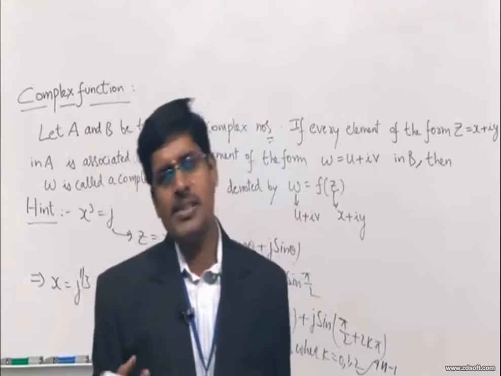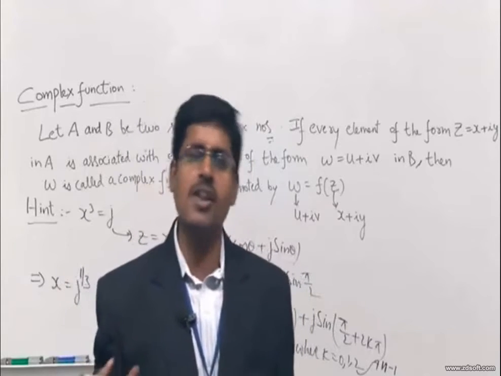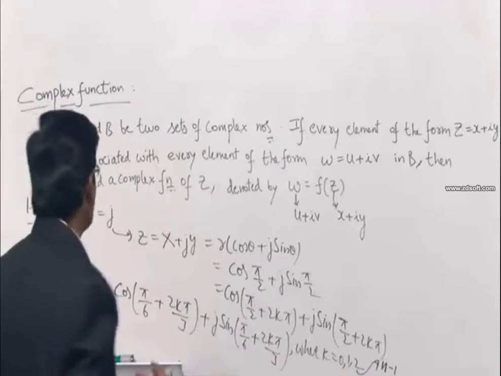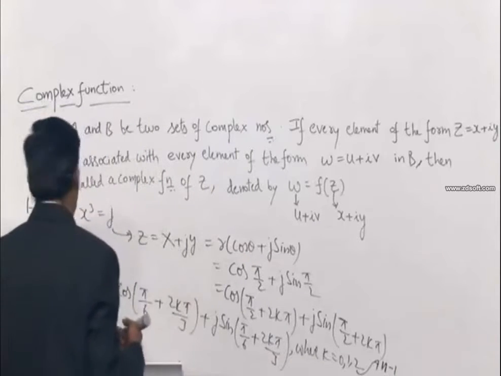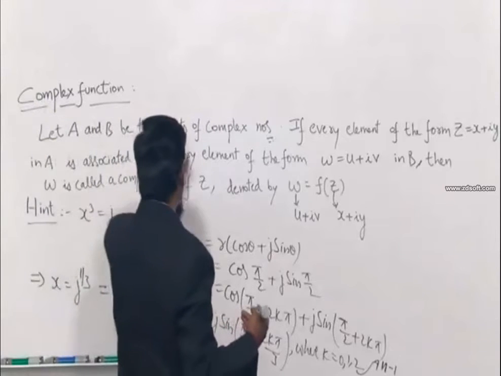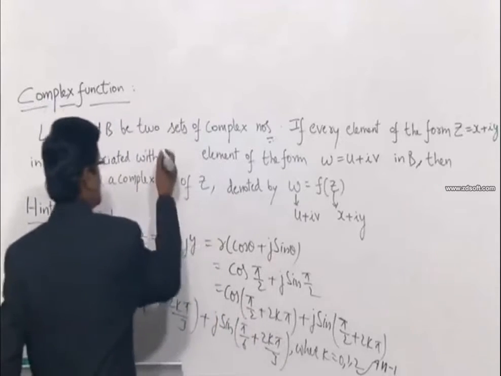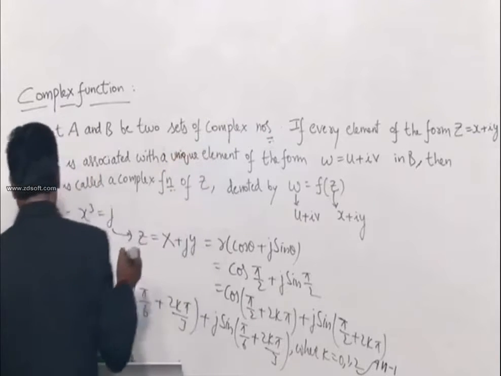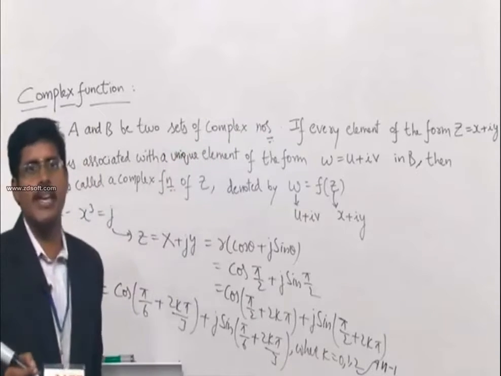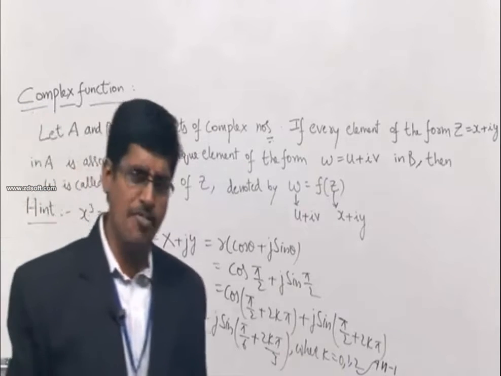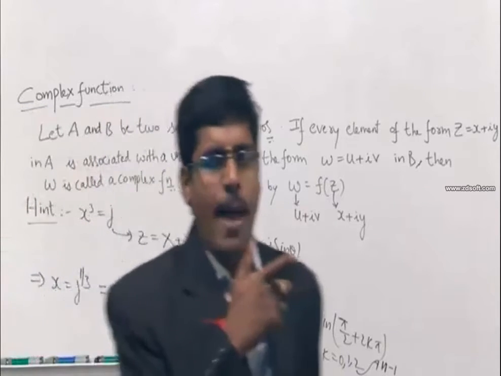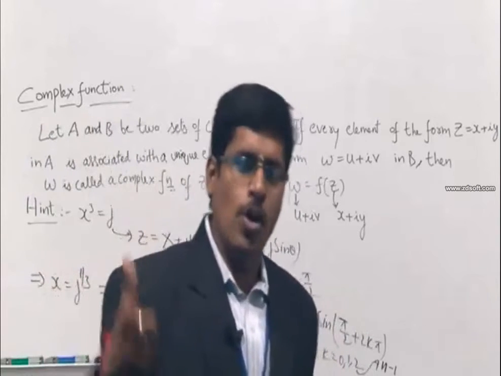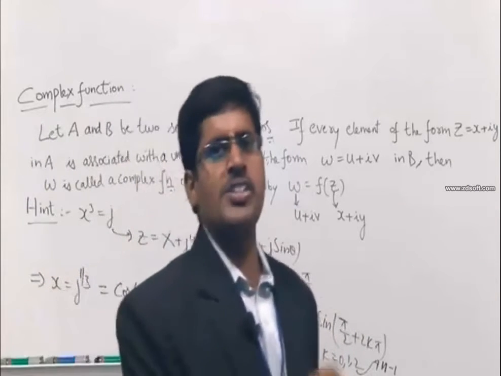Then that mapping, that assignment, that association is called a function from A to B. Okay, here that is complex function. Not every element is associated with a unique element. Just recall the definition of a function from A to B. A is domain, B is codomain. Every element in the domain A is mapped to a unique element in the codomain B. Then this is called function from A to B.